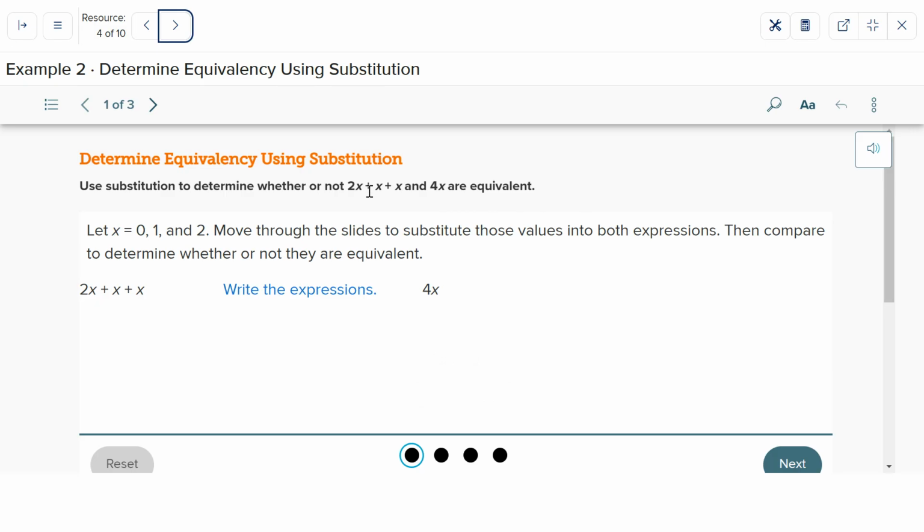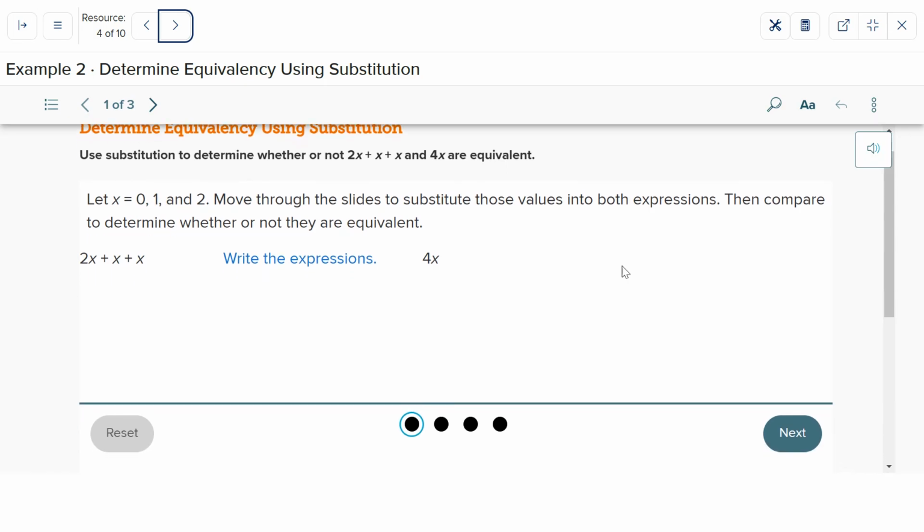All right, let's try it out in example 2. We are going to see if 2x plus x and 4x are equivalent. So let's start with x equaling 0, 1, and 2, and we're going to substitute these in and compare them. So first we've got our expressions written out, and then we're going to try it with 0 first. 2 times 0 plus 0 plus 0 equals 0. And then 4 times 0 equals 0. So far they are equivalent.